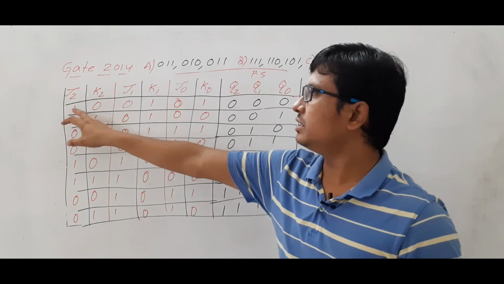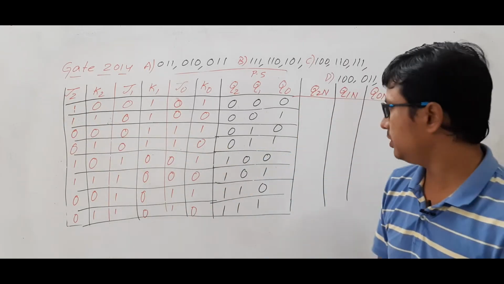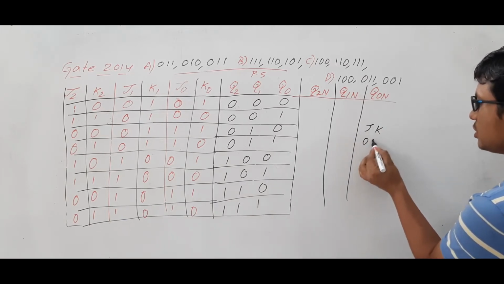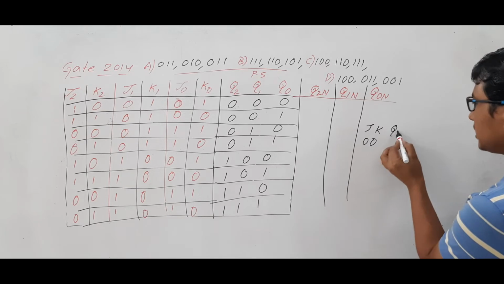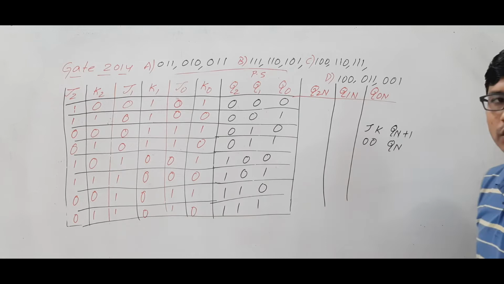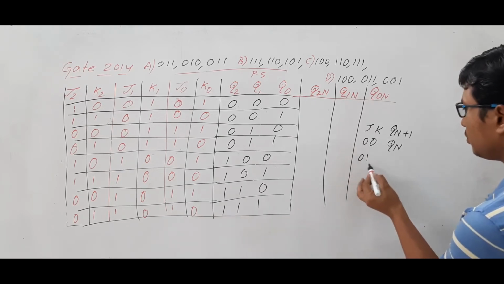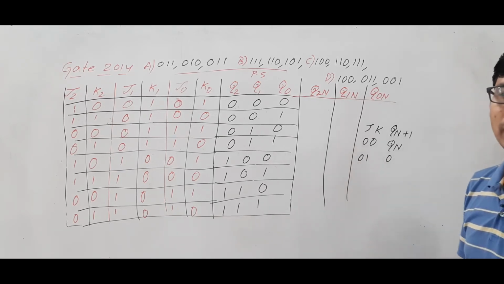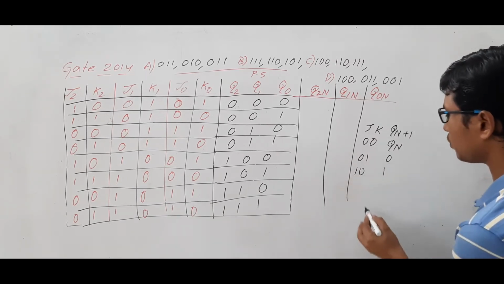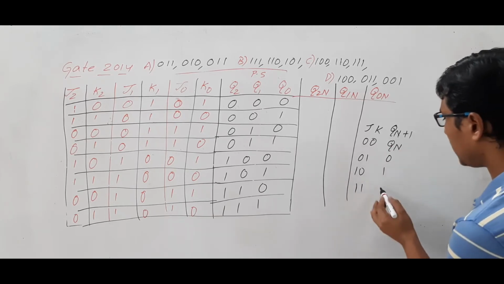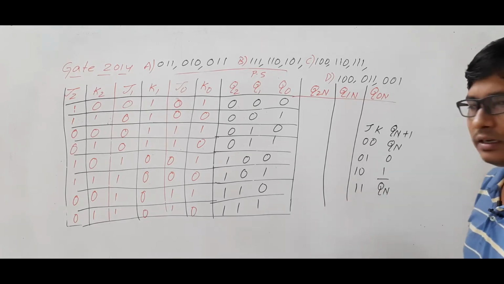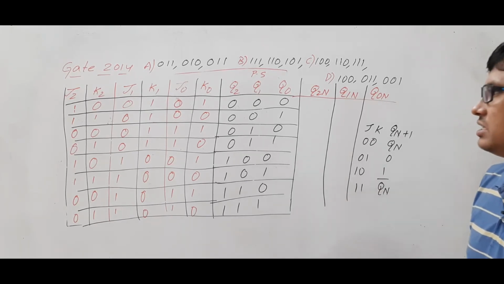Now if you look at JK flip-flop, you will have 4 conditions. Am I right? If J and K values are 0, 0, the next state Qn plus 1 is equal to Qn, which is equal to present state. If it is 0, 1, you will get 0. The Qn plus 1 is equal to 0, which will act as a reset. If it is 1, 0, you will get 1. If it is 1, 1, Qn plus 1, the next state, is equal to the complement of the present state. Am I right or wrong? This is the function table of the JK flip-flop.